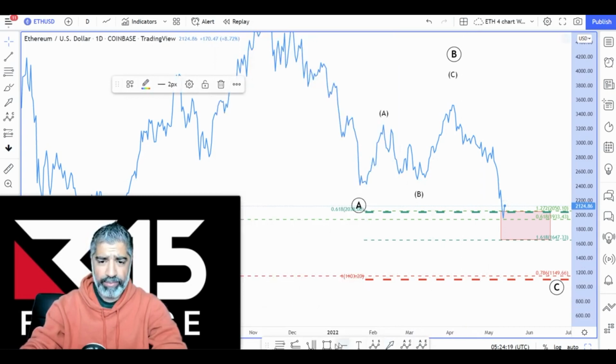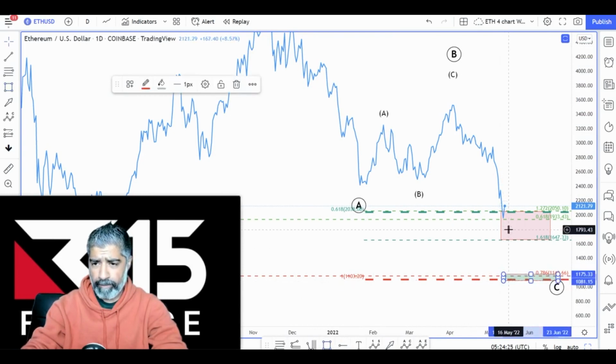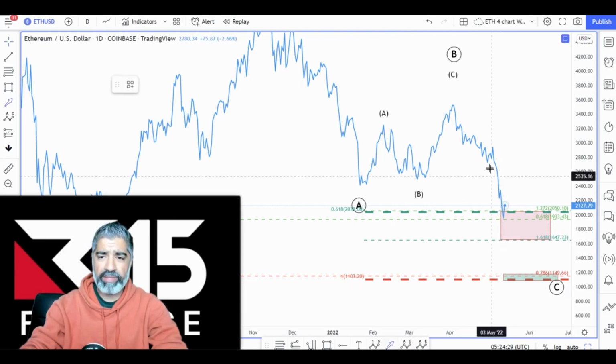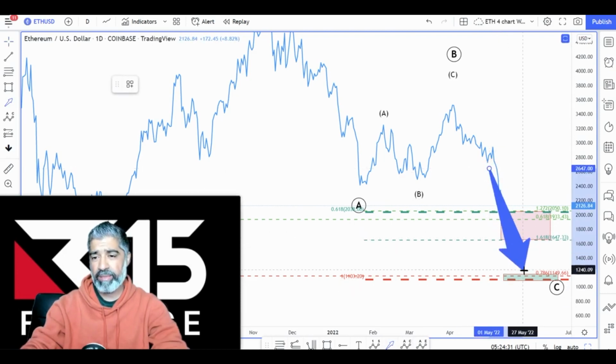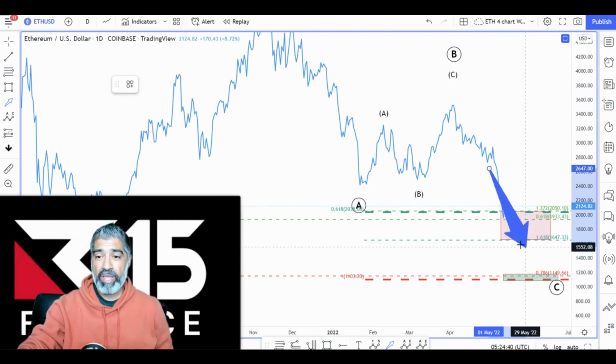So what we have is another more extreme zone down here. What will typically happen is if we break this zone over here, the price will typically get down to the next zone, right? So we're talking about extreme, right? This is talking about potentially 1100 on Ethereum. I'm not saying that's likely, but possible.